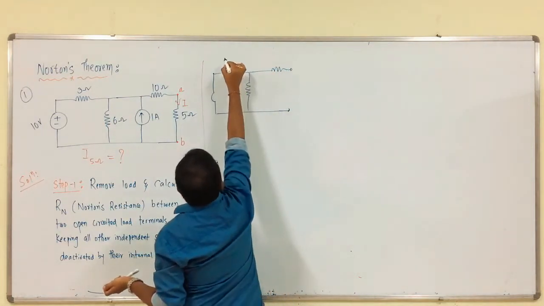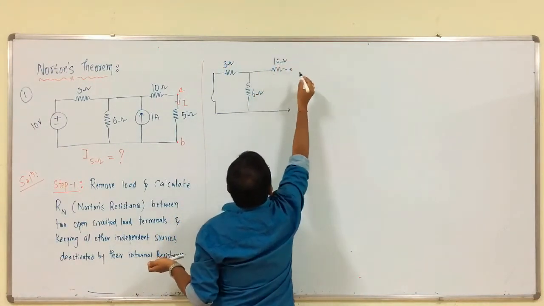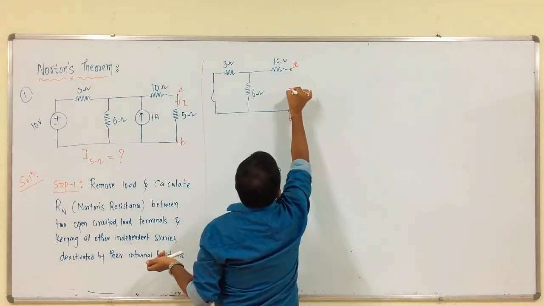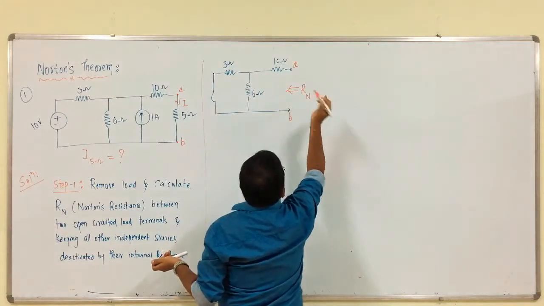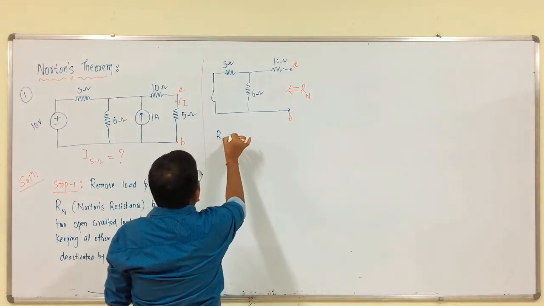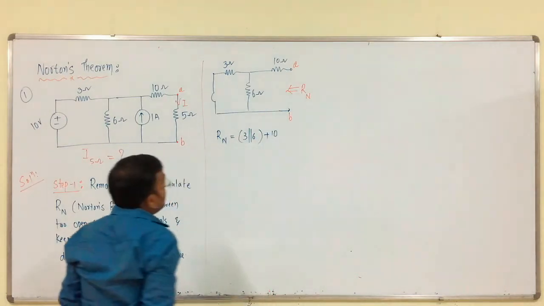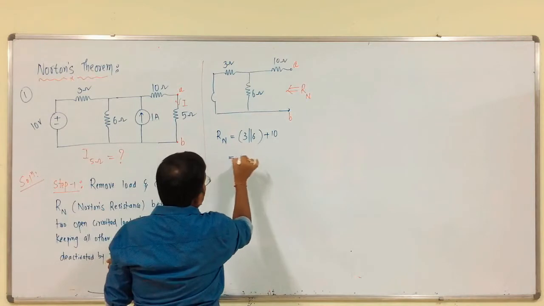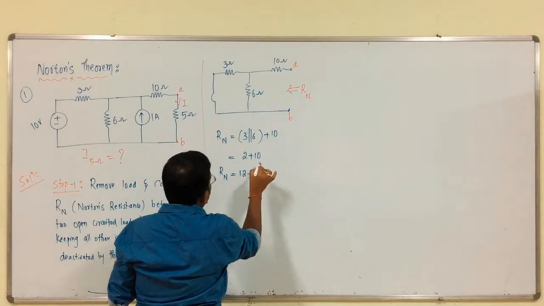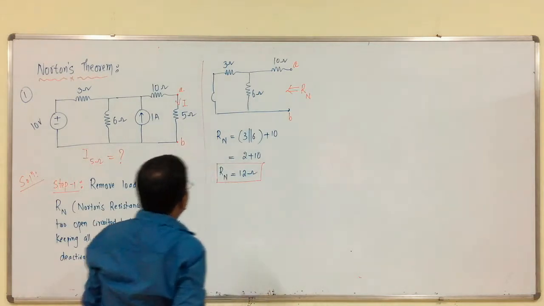So, this is given as 3, this is 6, this is 10. So, this is A, this is B, in between these two terminals we have to calculate Rn, that is it. Then tell me what is the value of Rn? Rn is equal to 3 in parallel with 6, which is added to 10, that is it. That is 2 plus 10, therefore, Rn is equal to 12 ohms.